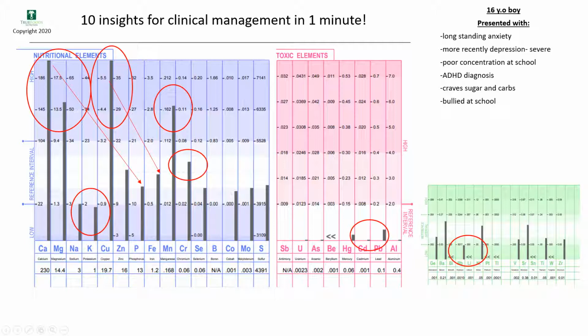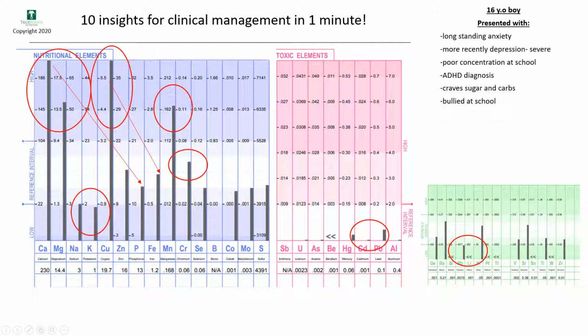Number six, he has extreme copper toxicity, and we mean extreme. So the top of the chart for copper is 5.5. His level is 19.7, so it's four times the chart. So this poor boy has accumulated a really large amount of copper. That's going to affect his mood and his functioning in every aspect.